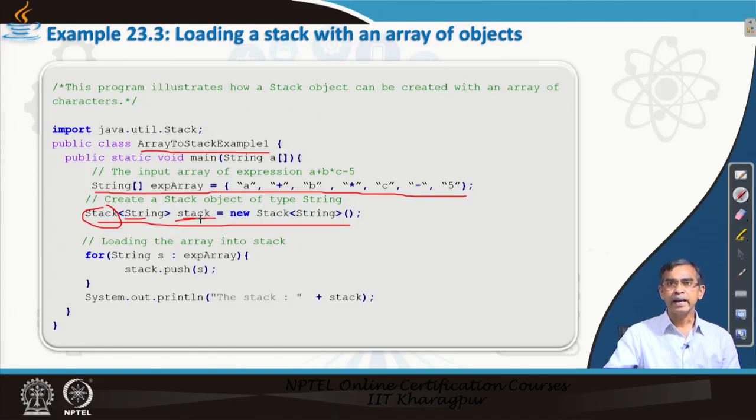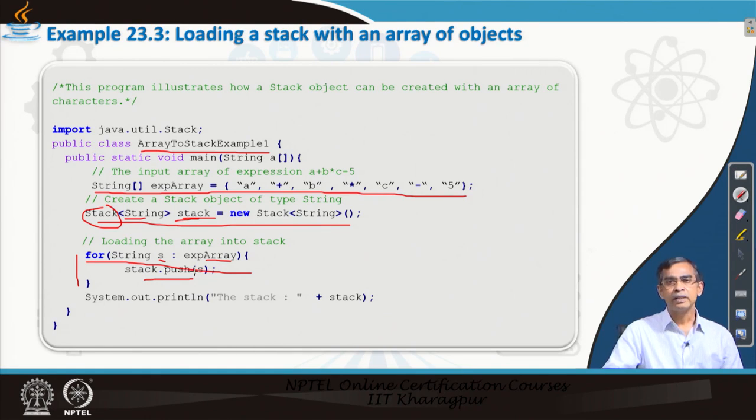Now I can add one item at a time by calling the push operation. So I can do it for string s. This is a for loop, a for each loop rather. For each string s in expression array, we just push the element into the stack. So using the for each loop, for each element in the array we can do this.